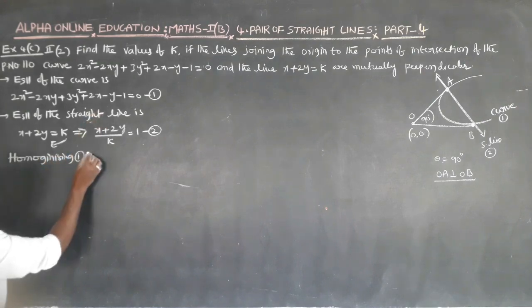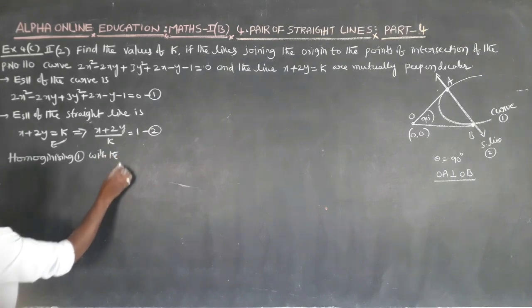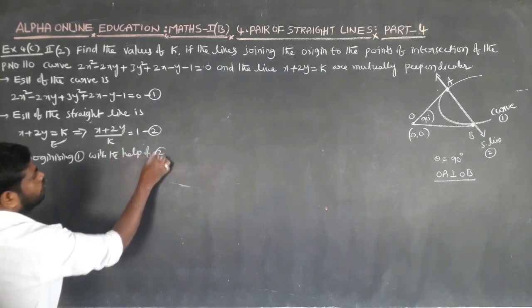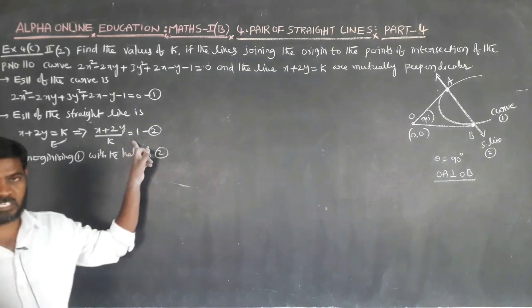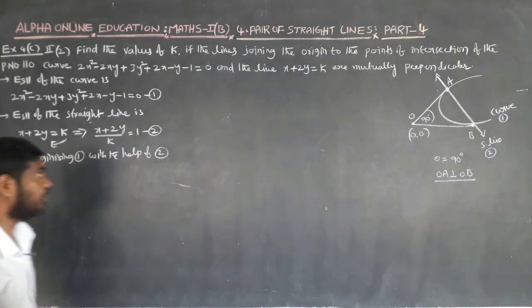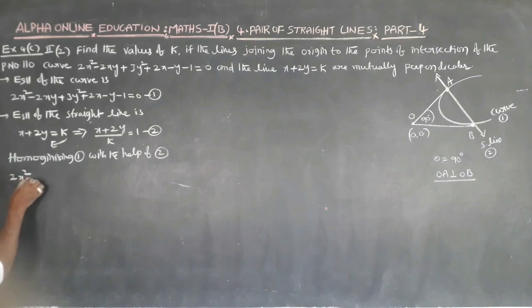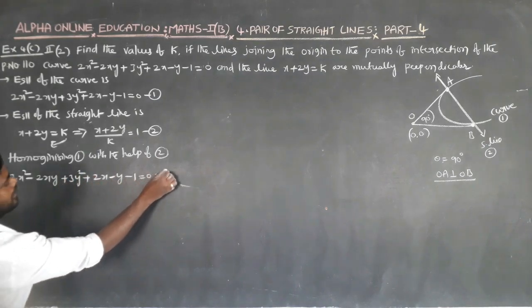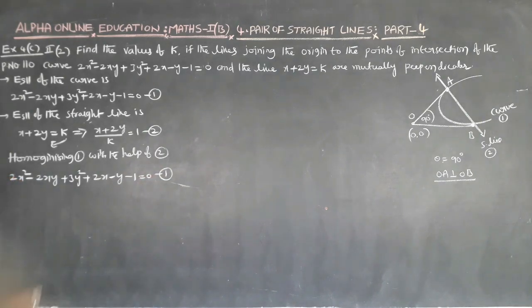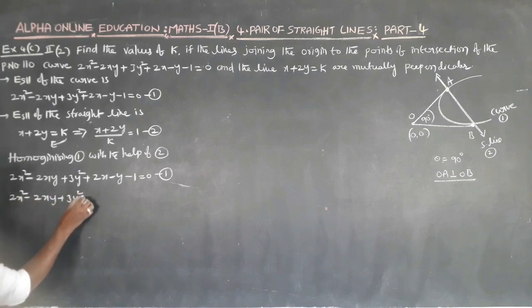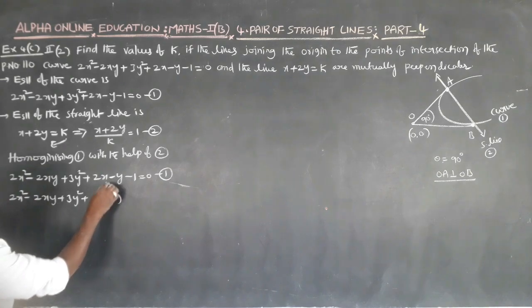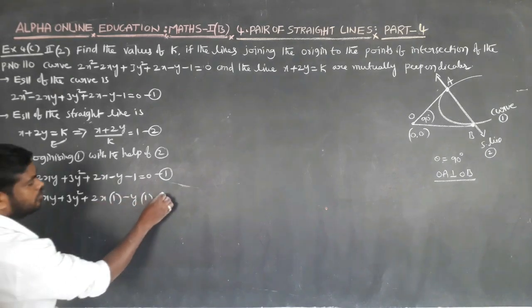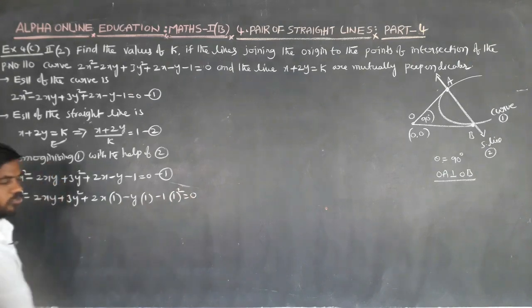Homogenizing the curve with the help of the straight line. The equation of the curve is 2x² − 2xy + 3y² + 2x − y − 1 = 0. Write the x² term the same, xy term the same, y² term the same, 2x into 1, minus y into 1, and the constant into 1 squared.